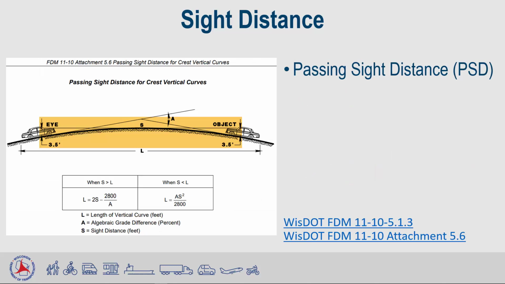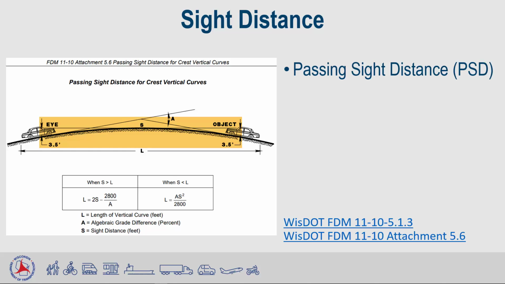Next, we have passing site distance. This is the minimum length of roadway that must be available to enable the driver of one vehicle to pass another vehicle safely and comfortably without interfering with the speed of the oncoming vehicle traveling at the design speed, should it come into view after the overtaking maneuver is started.